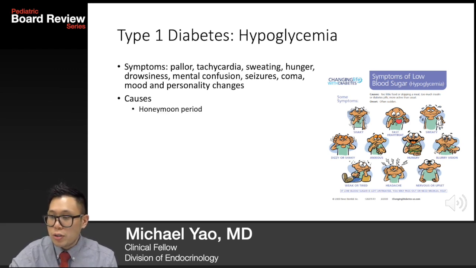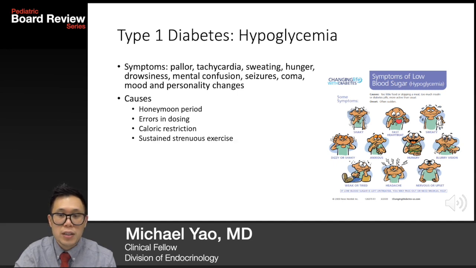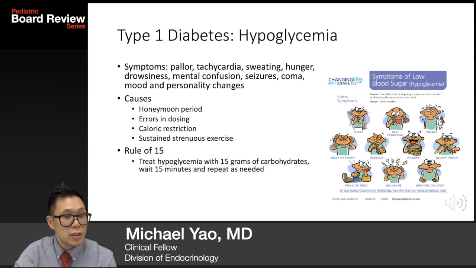The board also wants you to know how to manage hypoglycemia in individuals with type 1 diabetes. General symptoms of hypoglycemia are pallor, tachycardia, sweating, hunger, drowsiness, sometimes seizure or coma, or some mood and personality changes. Some causes of hypoglycemia in our patients with type 1 diabetes are a honeymoon period where their pancreas is still making some insulin. This usually is for a time after diagnosis.